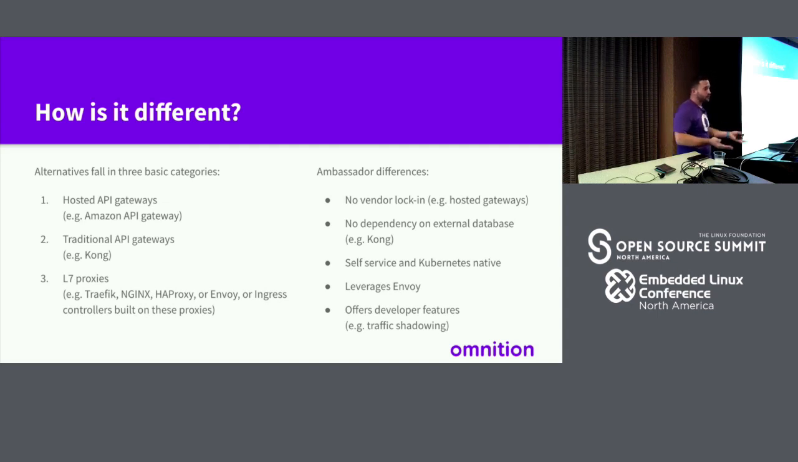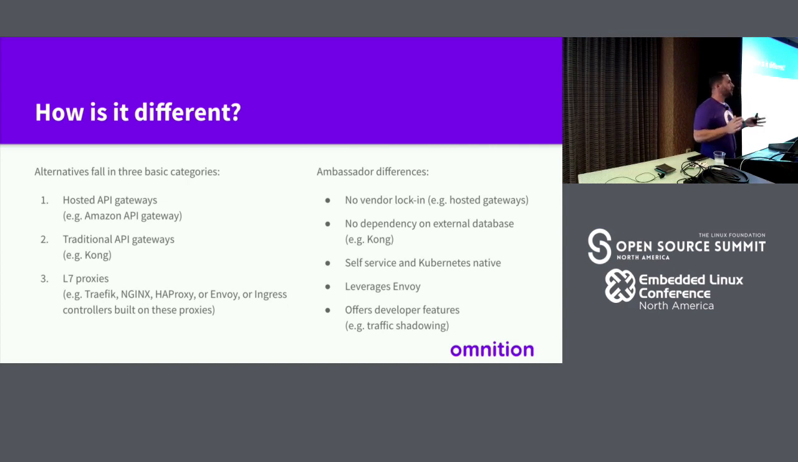Now, how is Ambassador different than them? Well, its focus is more about making sure you don't have vendor lock-in. So unlike, say, the Amazon API gateway, where I can't move outside of Amazon, Ambassador can deploy on Kubernetes. Kubernetes is portable, so I can basically use Ambassador anywhere I use Kubernetes. That's kind of nice. It also doesn't have any dependency on external storage. One of the potential downsides of Kong is having to deploy Cassandra or Postgres in order to handle state when you want to scale that out. In the case of Ambassador, it actually leverages etcd, which is part of Kubernetes. So the state is in Kubernetes. Again, that makes it very portable and easy to use.